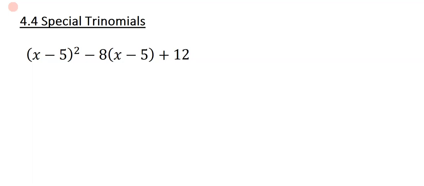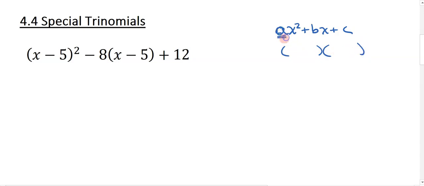Today we are going to continue looking at factoring trinomials. And when we're factoring a trinomial such as ax squared plus bx plus c, we know that we want to factor it into two binomials. And it depends on if a is 1 or not 1, which method we take.